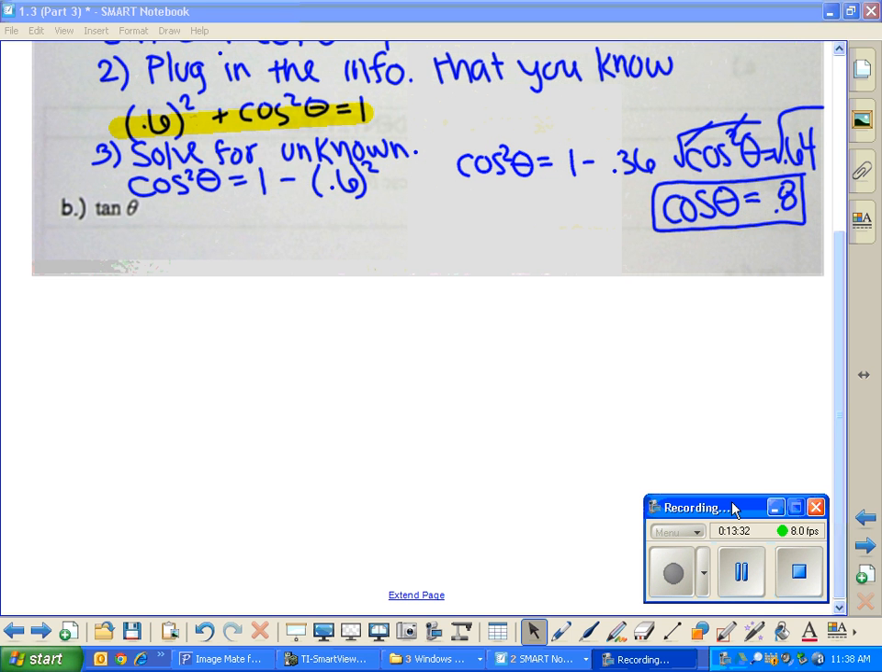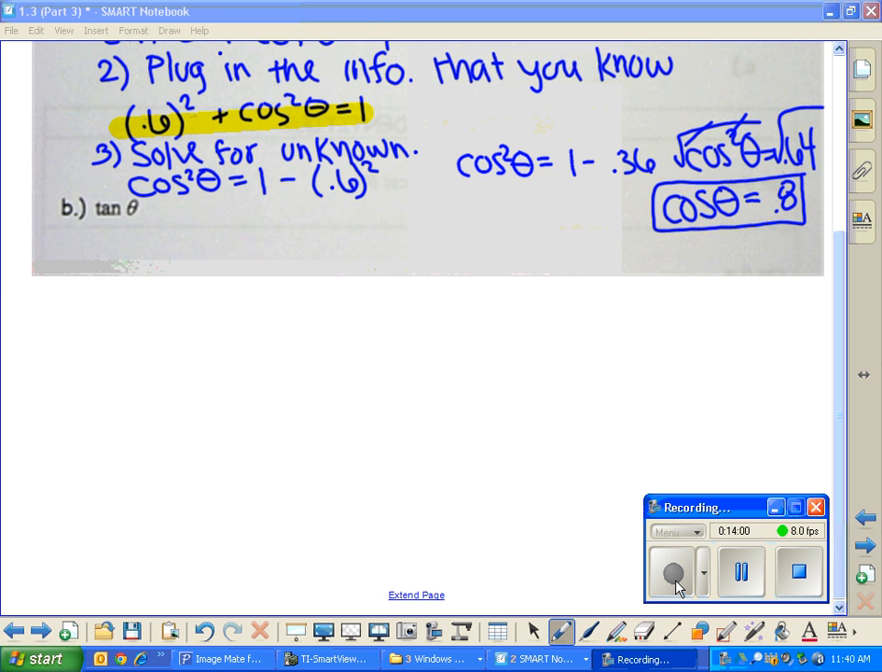What are the things that you're given now for this problem? Because you're asked to find tangent of theta. What are you given? We have cosine and sine now. So what can we use? What identity? Go ahead and give that a try, and we'll check back in a couple.